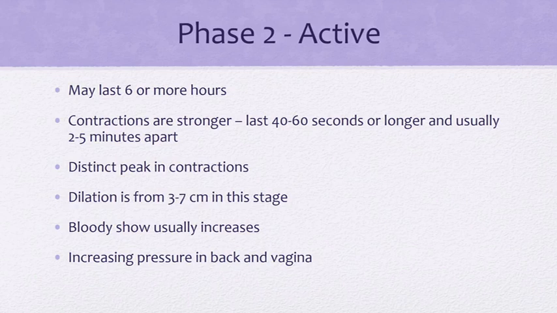Dilation is from 3 centimeters to 7 centimeters in this stage, and bloody show usually increases. And there's also an increased pressure in the back and in the vagina as the baby starts to descend.